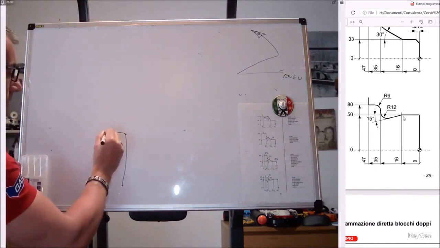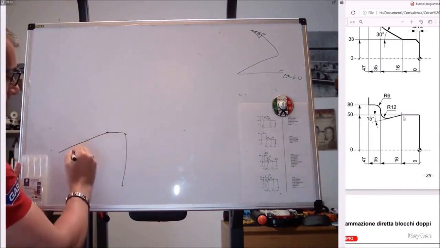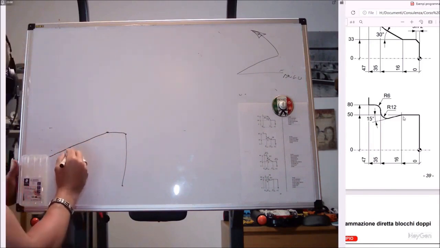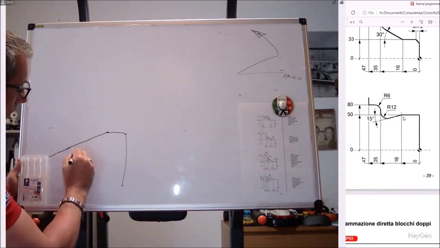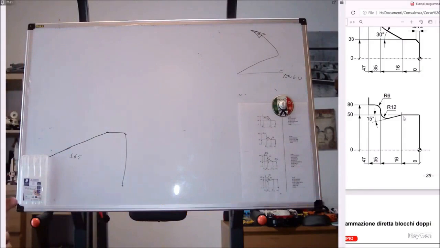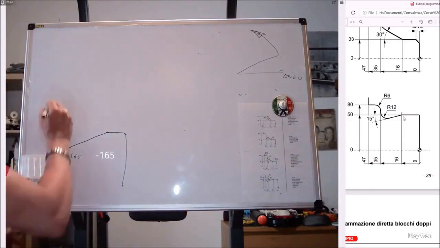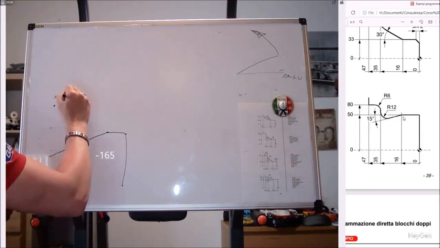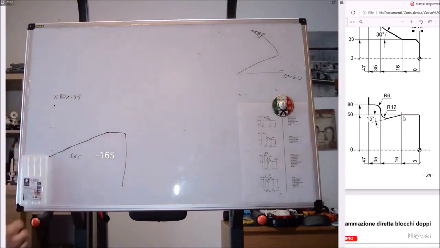Here we say, to descend, the angle should be 15 degrees, so 180, 170, 165, but how far do we need to descend? It doesn't tell us, but what does it tell us? It tells us that the next block will be at X80, Z minus 35. How do I get there? I get there vertically.